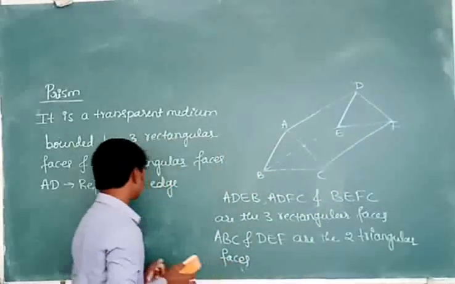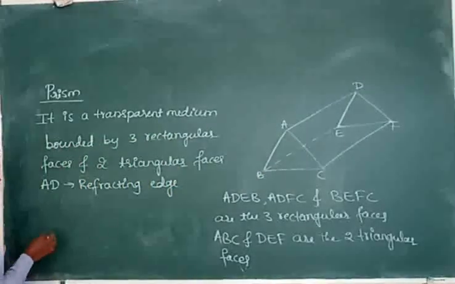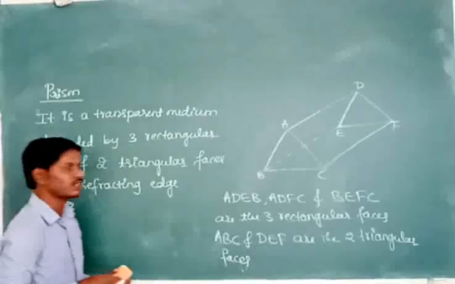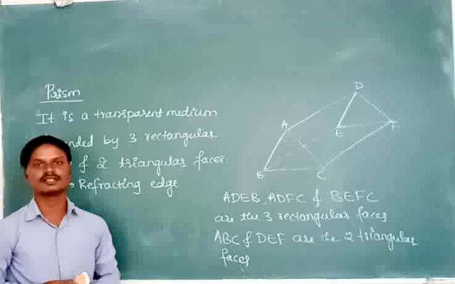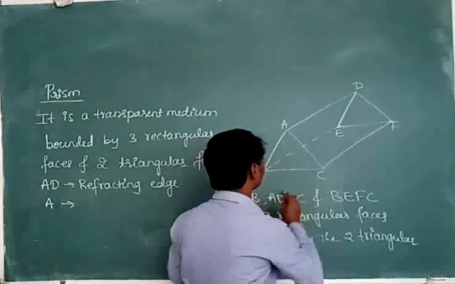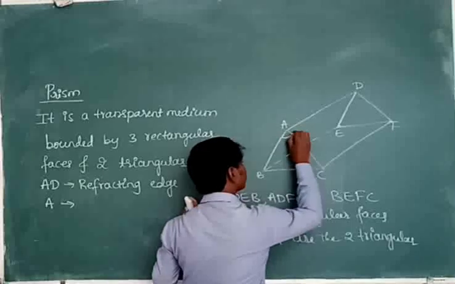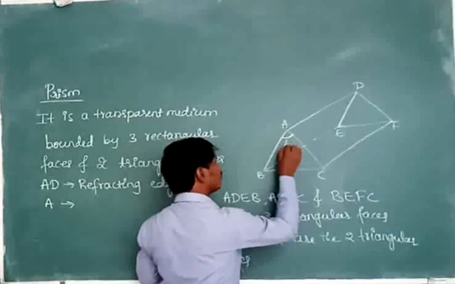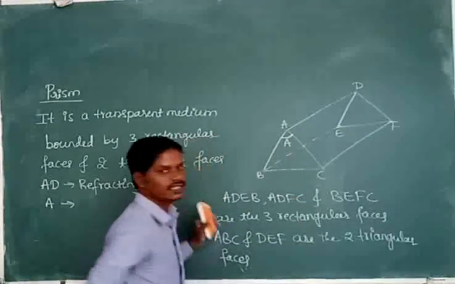Next we are going to discuss the angle of the prism. What is the angle of the prism here? It is the angle between the two refracting surfaces. It is called the angle of the prism, and also the refracting angle of the prism. It is represented by A. So let us see here.